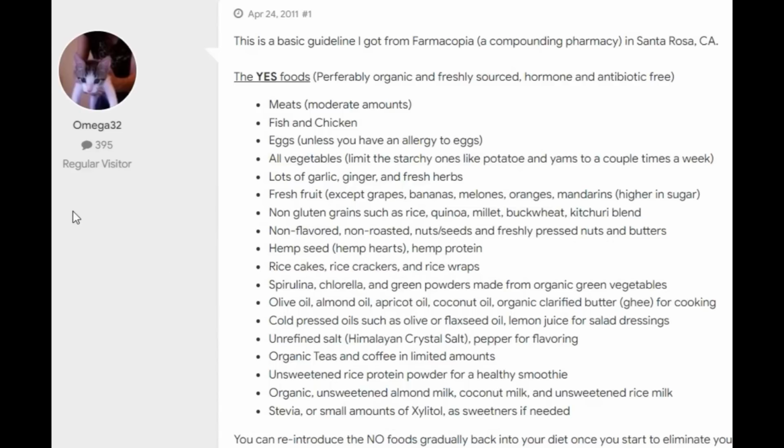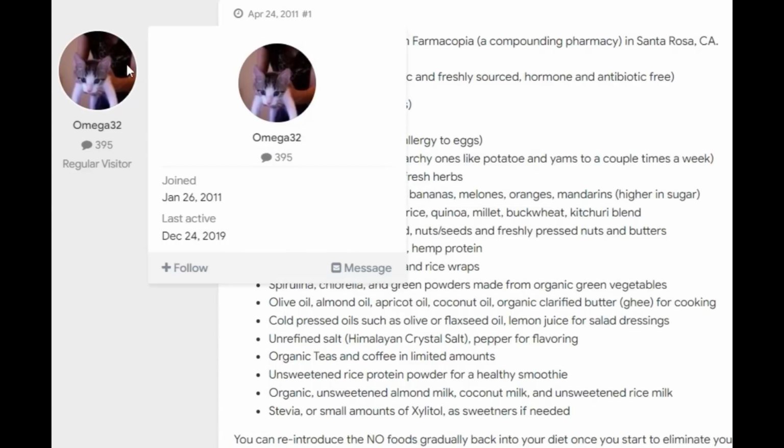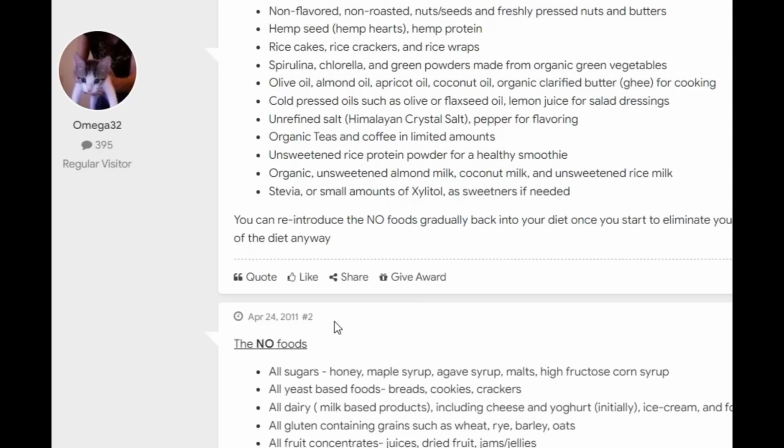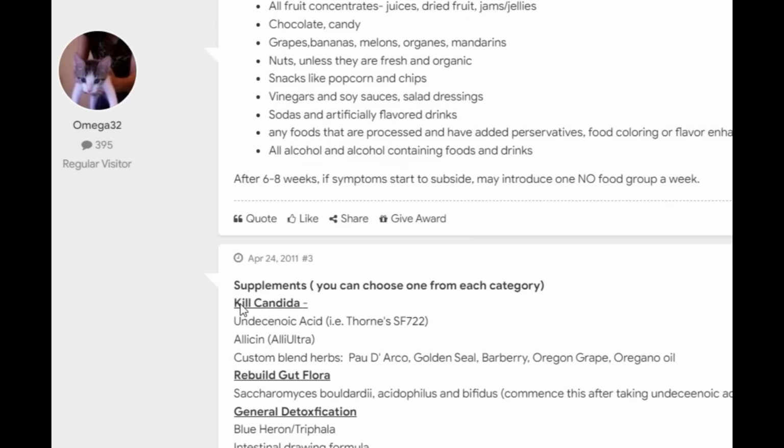Okay, so Omega says, this is a basic guideline I got from Pharmacopoeia in Santa Rosa. The Yes Foods. So it's got a list if you guys want to check that out. If anybody's interested, I'm not going to read them all. The No Foods. So then Bryan says, you can kill Candida with this, but not all toxins. So I recommend trying the detox. I will post something like this soon.